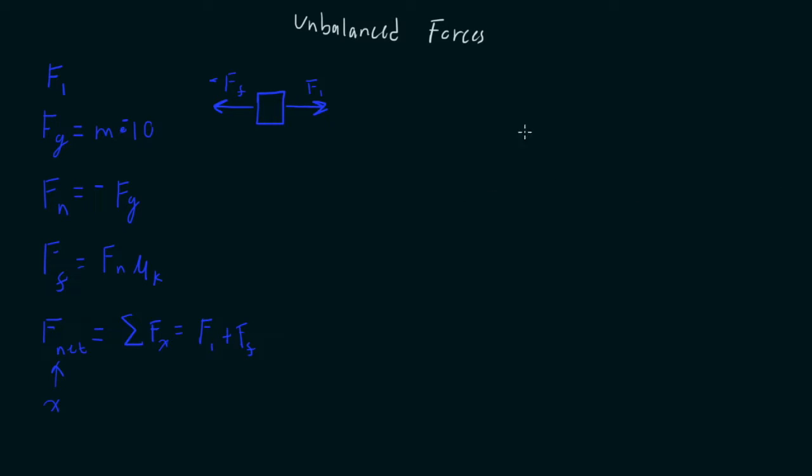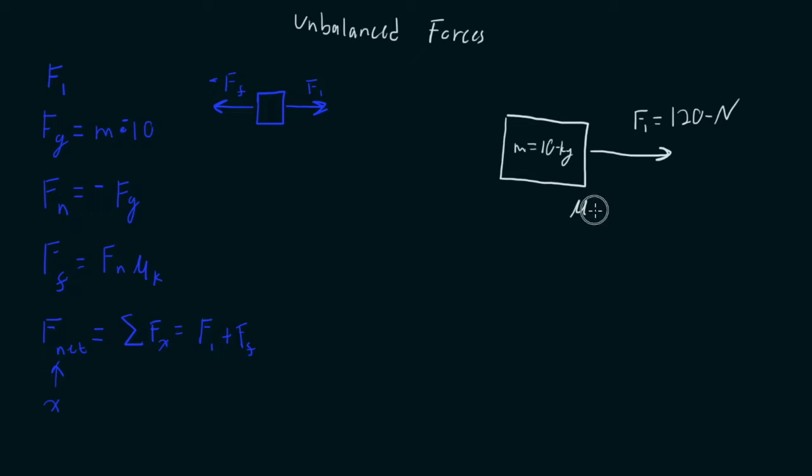So let's go ahead and set up a problem. Let's say I've got a box, just a nice clean box. It's got a mass of, let's just start with, 10 kilograms. And it's got an applied force of, let's say, 120 newtons. The surface that it's on will provide a coefficient of friction of 0.7. I want to know, what is my F net?